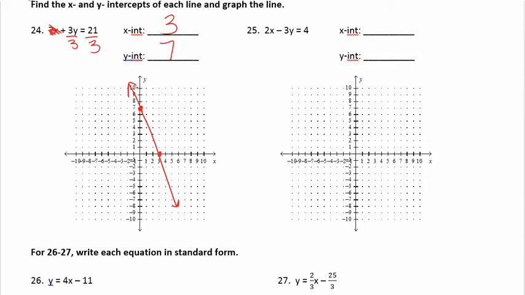Same thing on number 25, just watch your signs here. So to find the x-intercept, we divide both sides by 2.